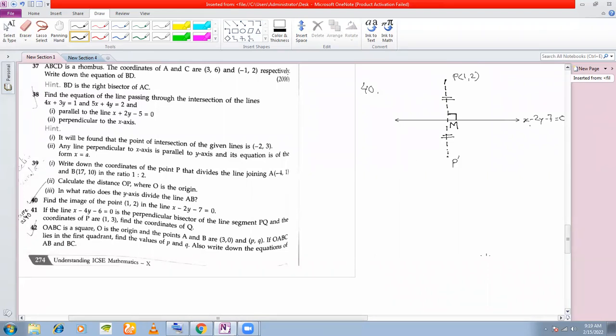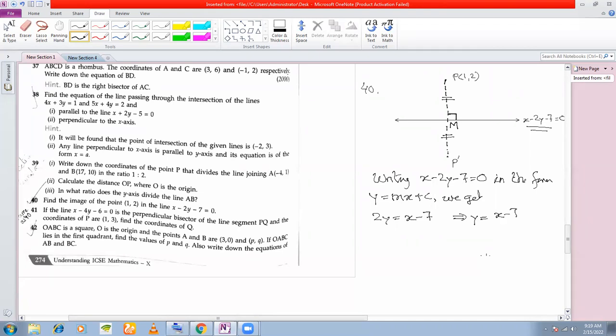Okay. So first of all, we'll find out the slope of this line. So writing x minus 2y minus 7 equal to 0 in the form y is equal to mx plus c, we get 2y is equal to x minus 7. That means y is equal to x minus 7 by 2, and y is equal to half x minus 7 by 2. Right? So therefore, slope of the mirror line.